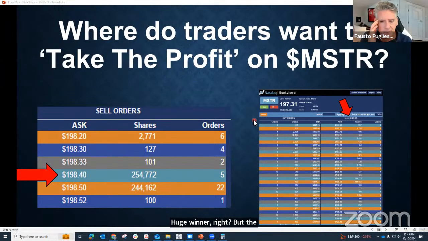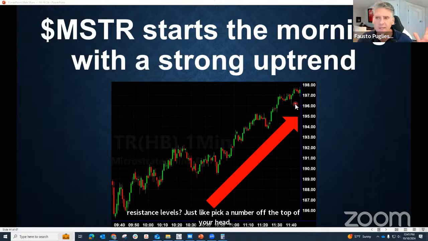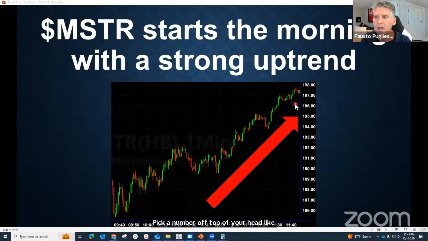Now, in theory, if you picked a number at 198, where would you think realistically the resistance levels would be? Just pick a number off the top of your head. Maybe even a whole number. 300? Anybody pick a number? 200? Okay. 300, I think, is a little pushing it. 200, 210. Now, the reason I'm asking you this question is to look at the numbers all of you are pushing out.